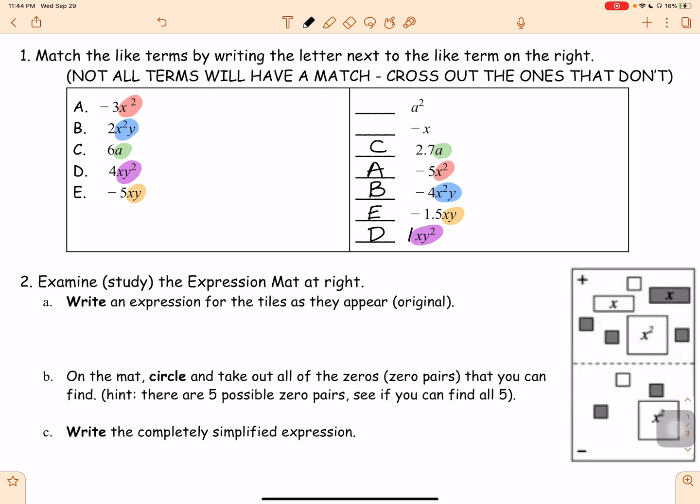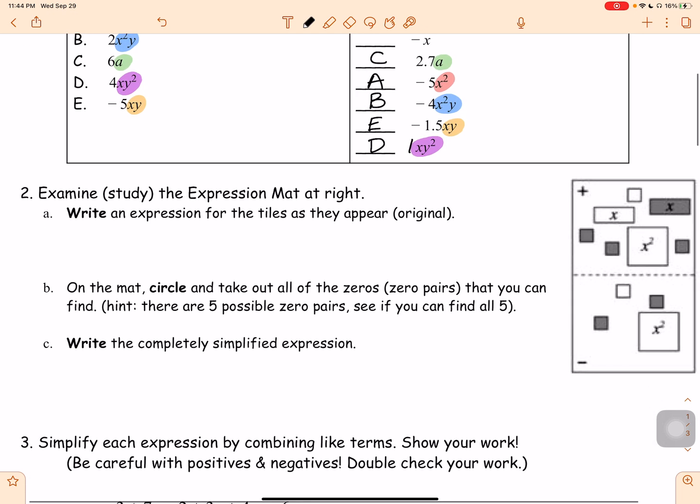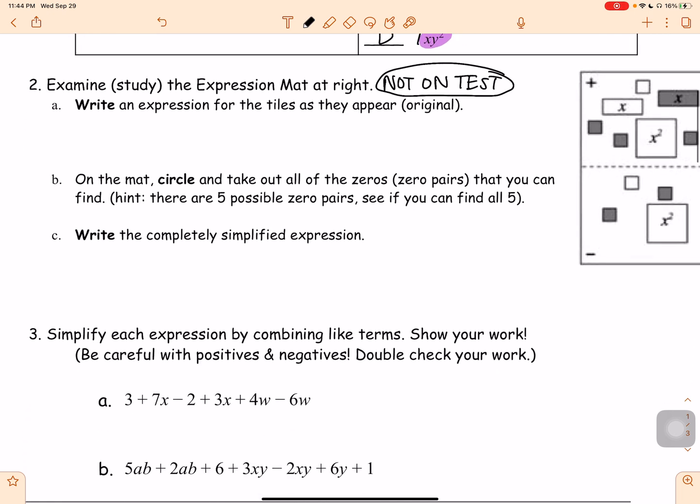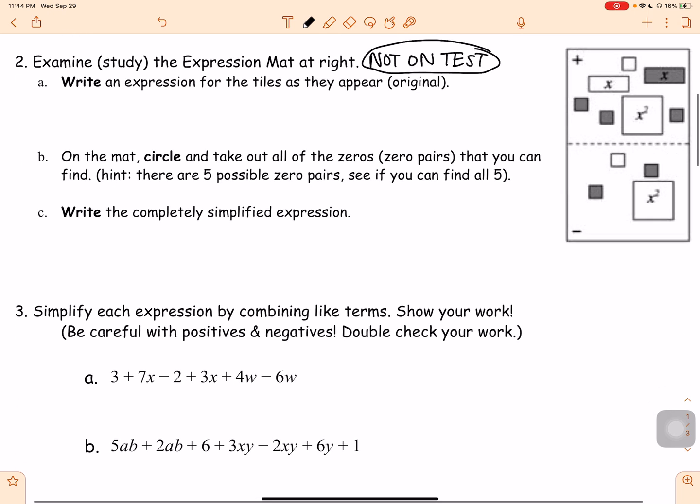Now, at number 2, this will not be on your test. Okay, so not on test. But it is a valuable skill still. It has to do with solving equations, making sure to keep everything balanced, and writing a simplified expression.